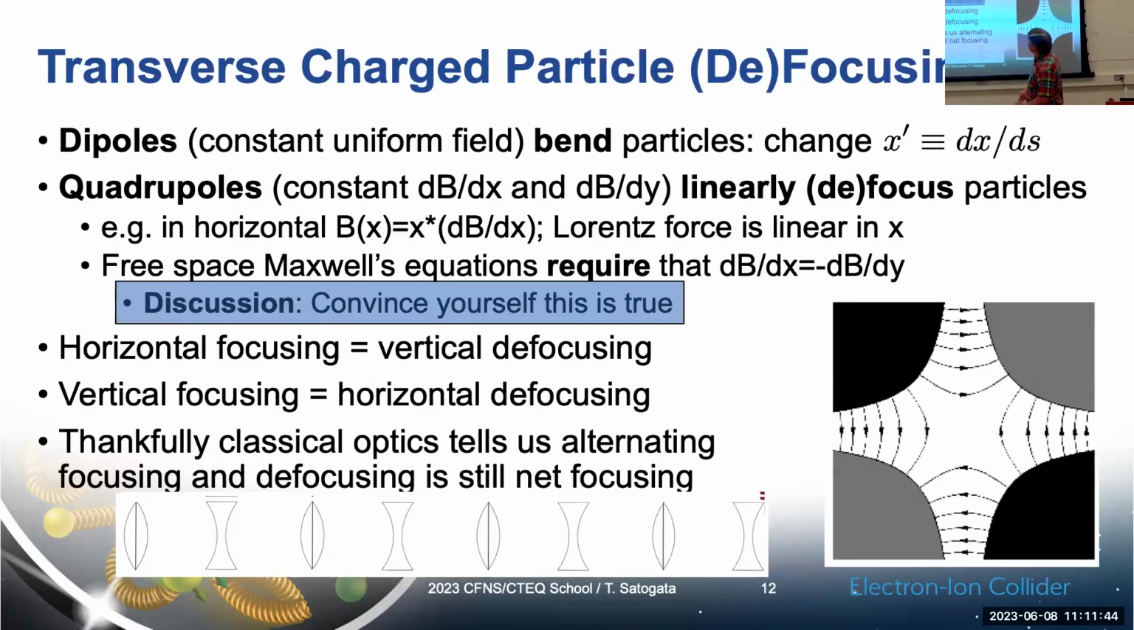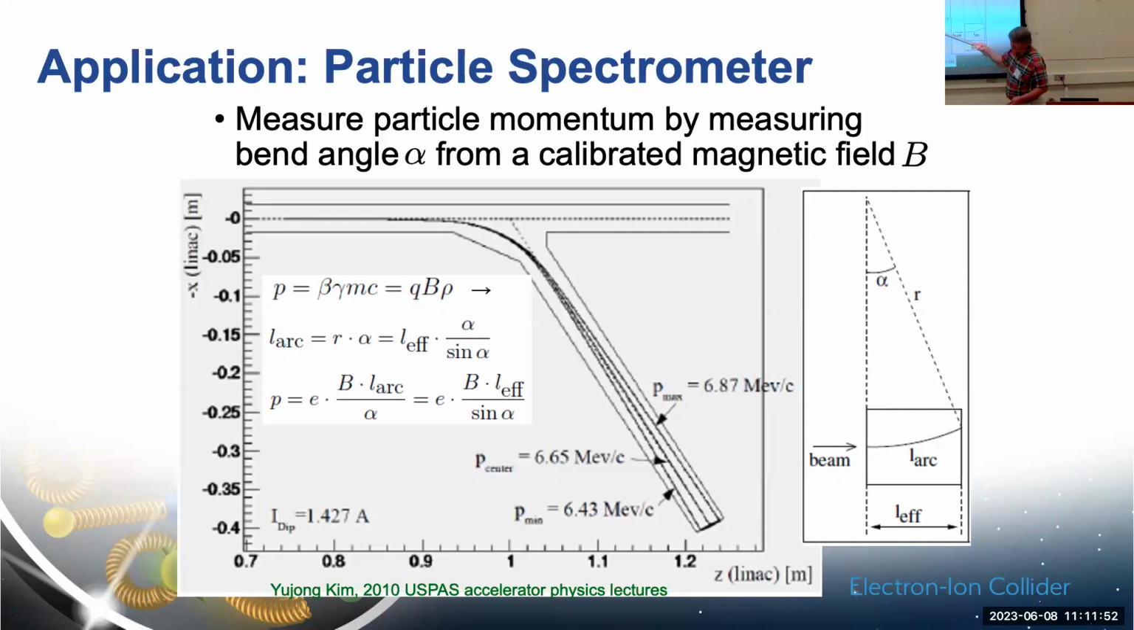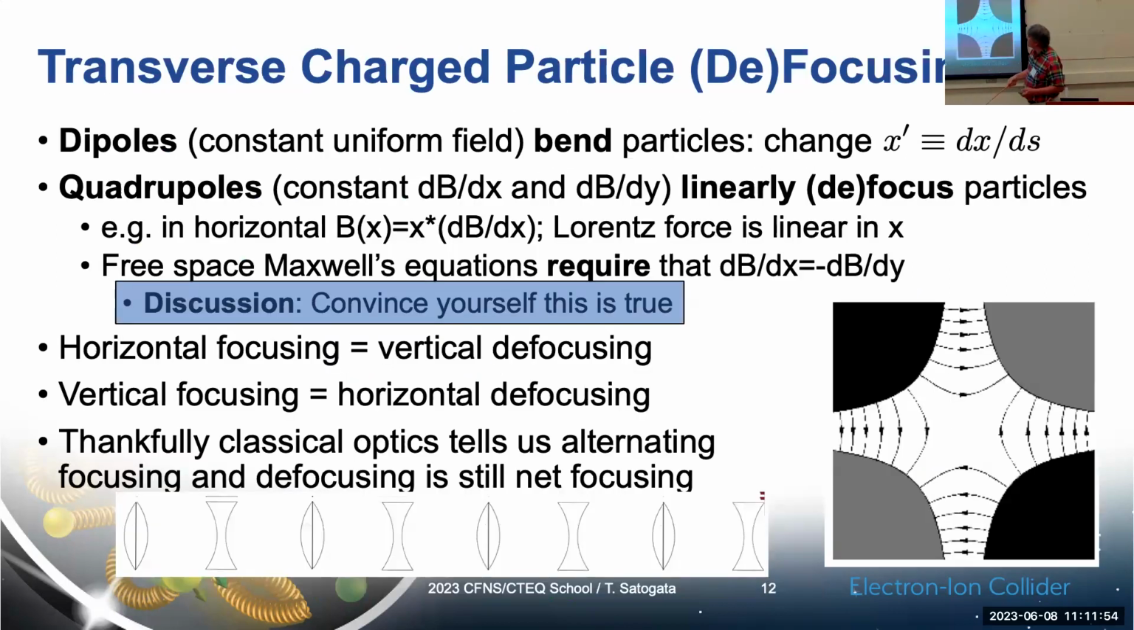So I talked about bending. I talked about how particles get bent from constant magnetic fields, like in the spectrometer, of course. That's not the only thing we have. I had mentioned focusing. I had mentioned the need to focus our beams transversely as well. And we do that with quadrupoles. So dipoles change the angle of the particles, right? They bend the beams, change x prime, the angle of the particle relative to its intended design trajectory.